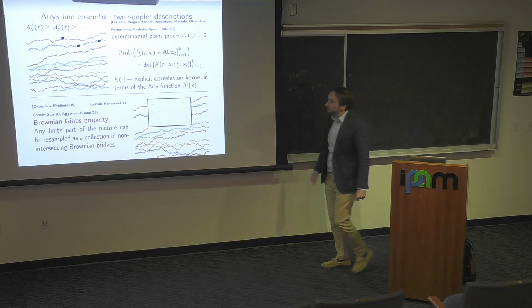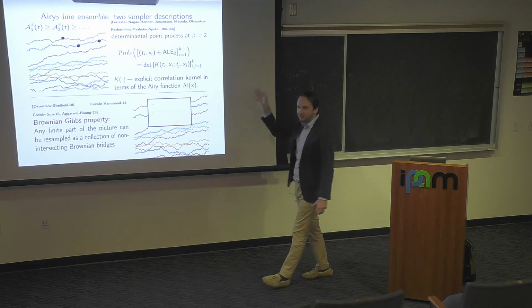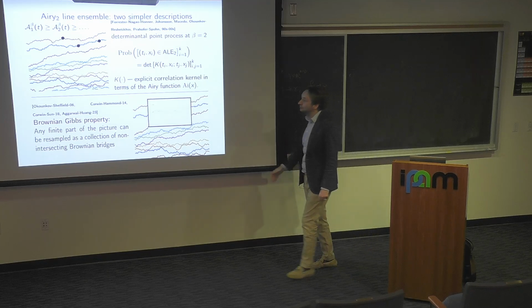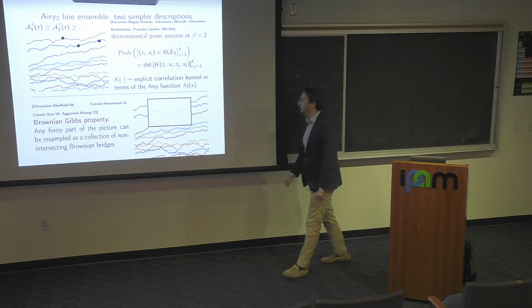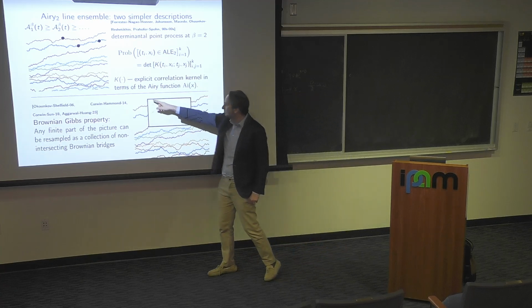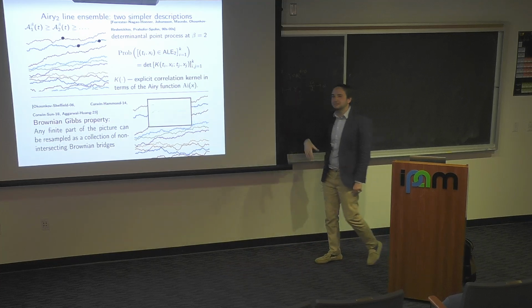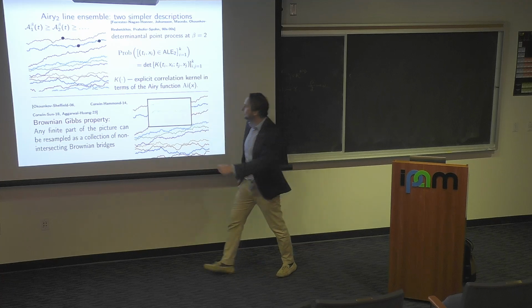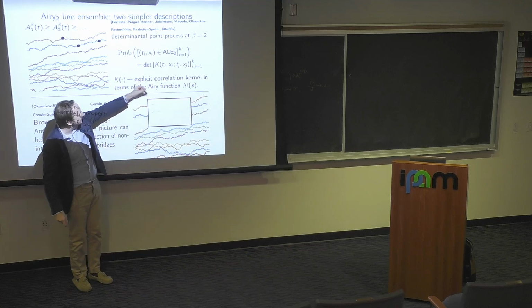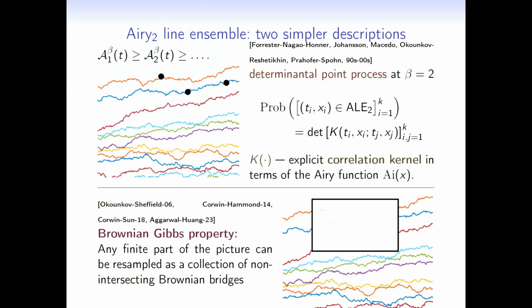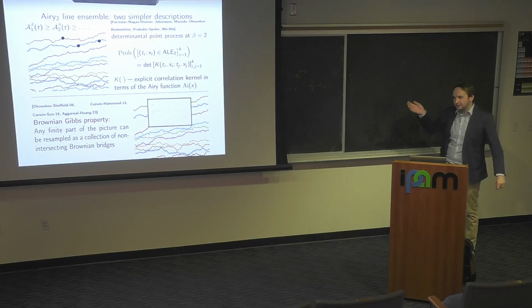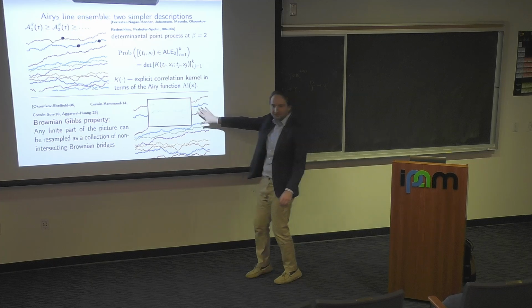An alternative description, which is much more recent, is that you can characterize this Airy line ensemble at beta equals 2 through something called the Brownian-Gibbs property. It turns out that if you take your collection of paths, take some finite window, erase everything inside this window and then try to resample it back, you can do it. You just need to resample these paths as independent Brownian motions conditioned to have no intersections with each other. So maybe you have 3 of those, and you resample them as 3 Brownian bridges conditioned to be non-intersecting.